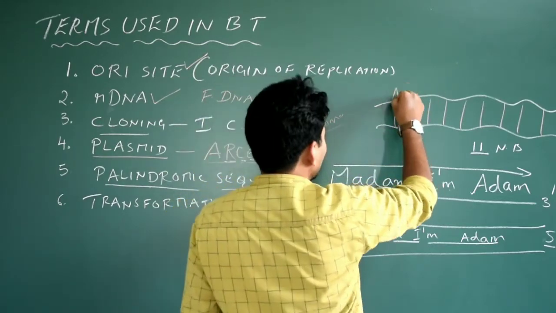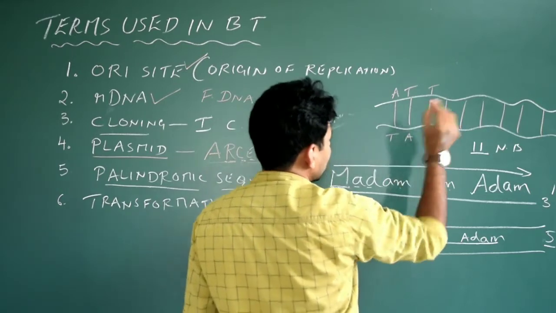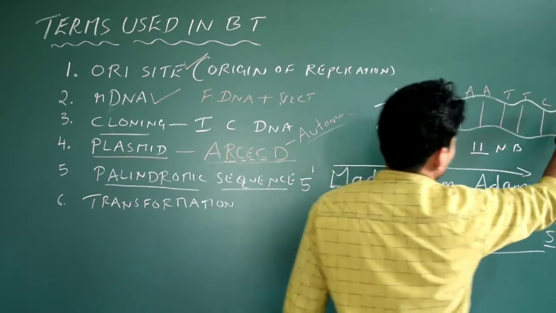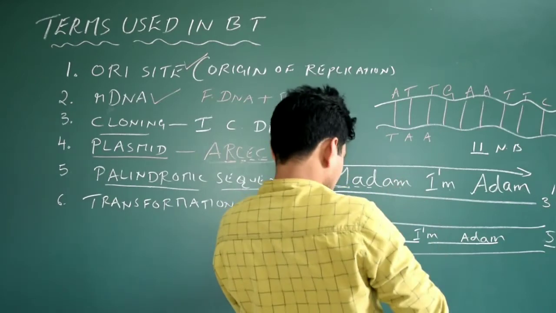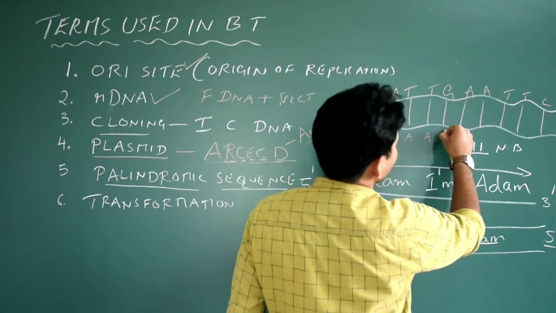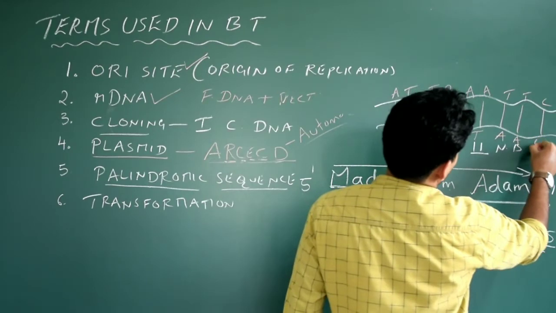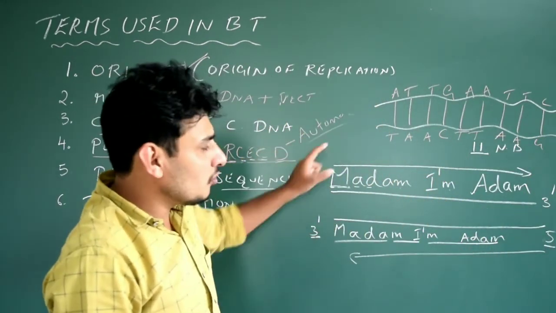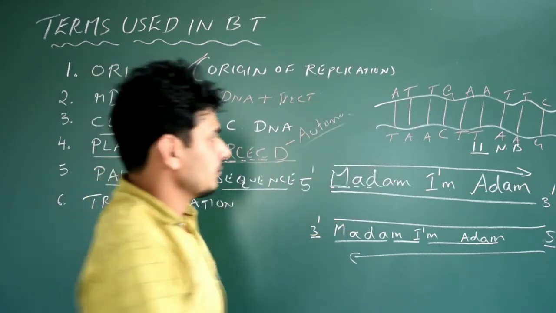Let me just write A, T, T. Here I have written T, A, A. Simply I write G, A, A, T, T, C, and here I write A like this. Now again here we write the opposite, that is C, T, T, A, G and T like this. Here we have a palindrome sequence. You have to identify where exactly that palindrome is present.